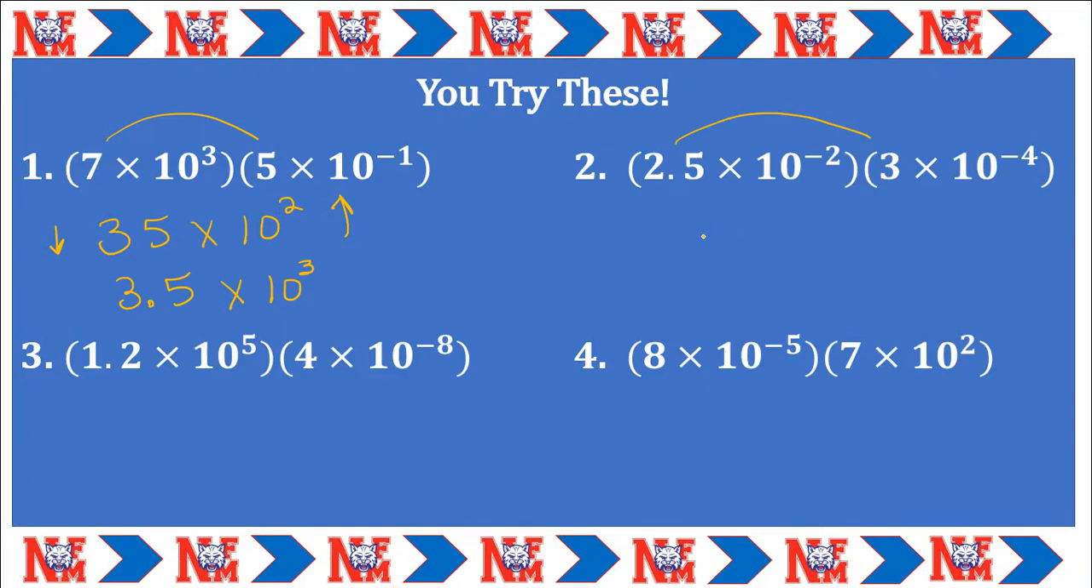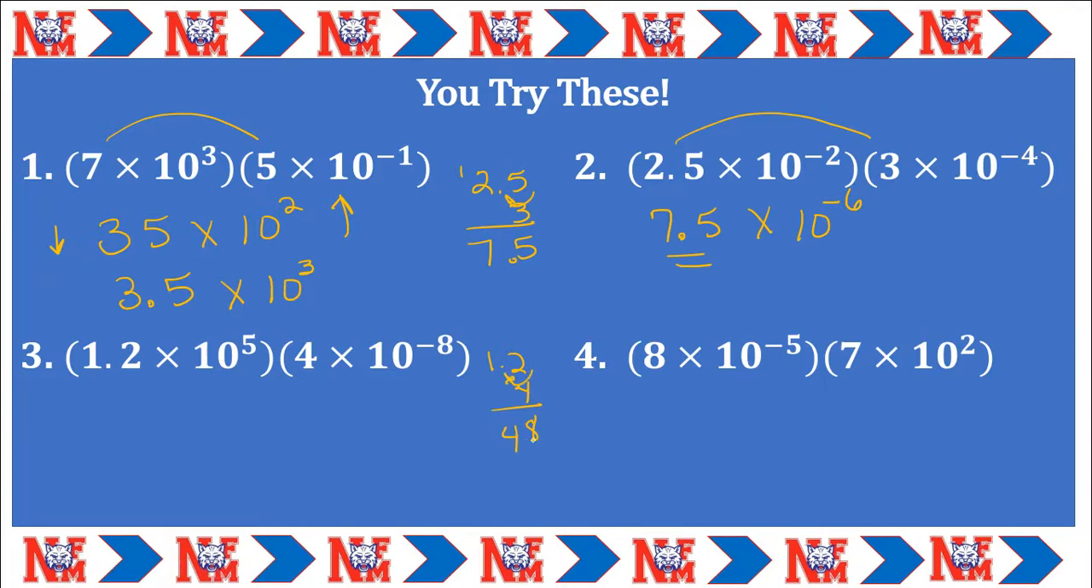2.5 times 3. So again, multiplying out our decimal, and we moved it once, so we get 7.5 times 10 to the power of negative 6. Everything looks good. We have 1.2 times 4.